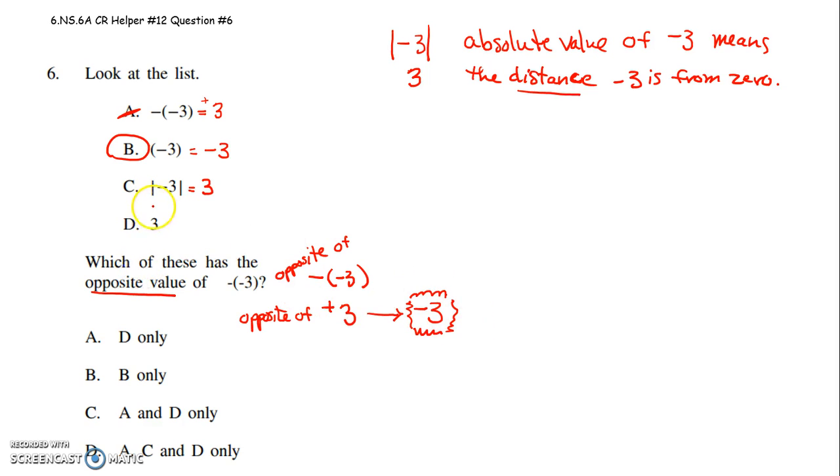I'm looking for something that ends up being a -3, and 3 is 3. Oh, it looks like B is the only answer here. On your CR, there might be more than one correct answer, so make sure you take your time, you figure out the value in simplest form of each number in your list. You figure out the opposite value of whatever number you're given here in simplest form, and then just compare. And you want the ones that match. I hope that helps.